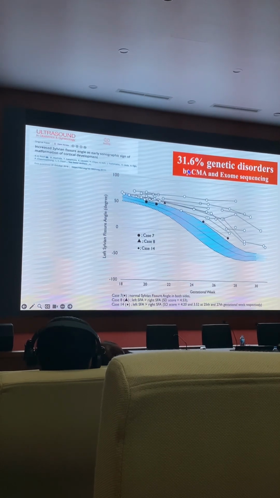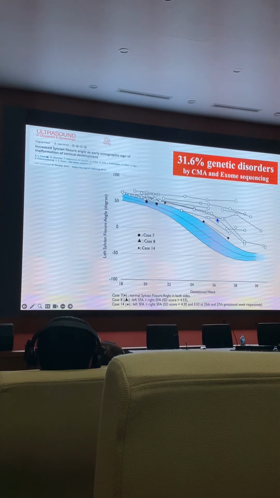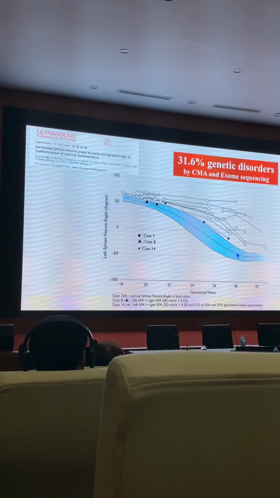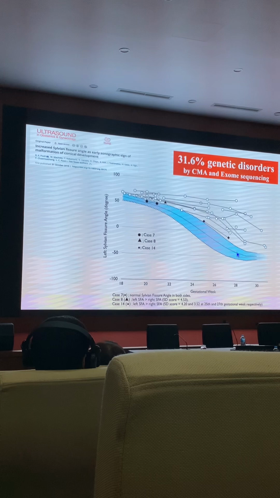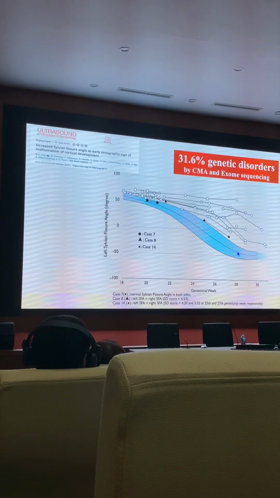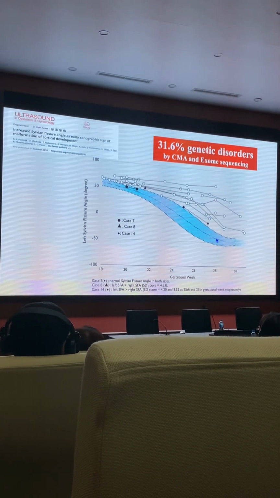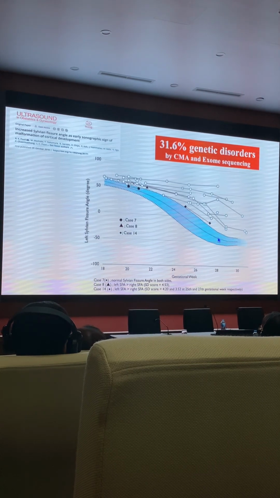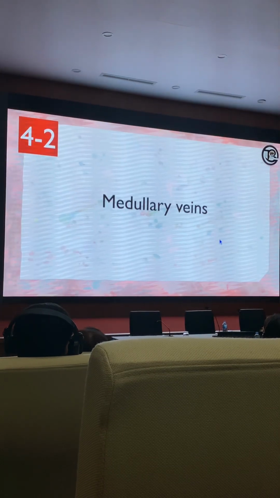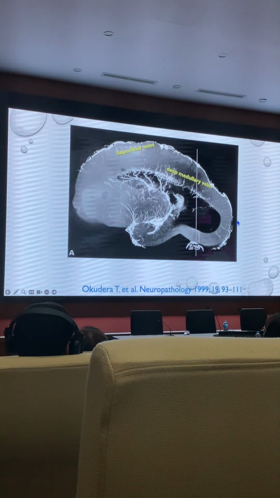At that time, this is 2019, it was on the journal, so that this was before 2017. So now that we are re-scrutinizing the MCD with exome sequencing, the whole exome sequencing, and sometimes we found the new variant in those cases, so a much higher percentage of the genetic disorder. Now, the second one of the 4 indirect signs is the medullary vein.